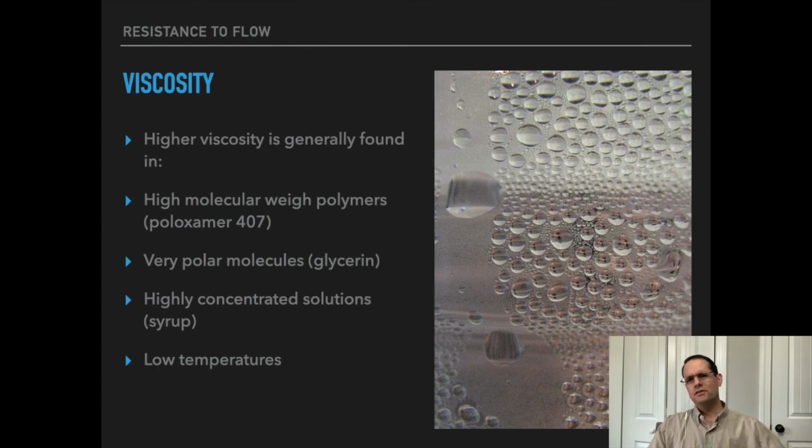Highly concentrated solutions of sugar, for example, will be very viscous. Another example is honey. And at a lower temperature, these are going to be even more viscous. You've heard of the expression, someone is as slow as molasses in the winter. In the wintertime, molasses flows very slowly if it's cooled down to low temperature.